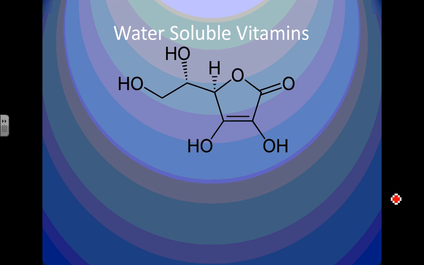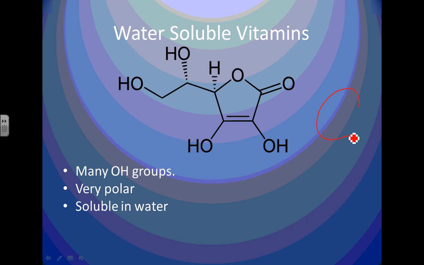All right, so we've got the water-soluble vitamins. This in particular is vitamin C, or ascorbic acid. You'll notice there are many OH groups, so it's a very polar molecule. Water, as a polar molecule, will dissolve other polar molecules, so it's soluble in water. You can't have too much of it, and this is generally true for all water-soluble ones.